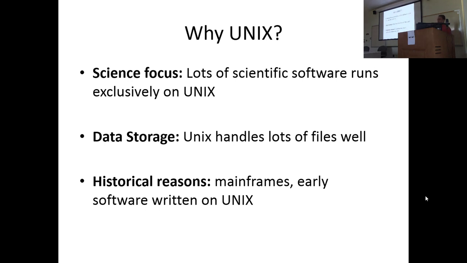It handles lots of files well. Linux has been able to support extremely large file systems for decades. Whereas with FAT32, if you throw in something bigger than, I think, 64 gigabytes, it dies. So that's why lots of systems don't run FAT32 anymore, which is the original Windows file system, or I guess the Windows 95 file system. And historically, scientists are slow to change. What can I say?